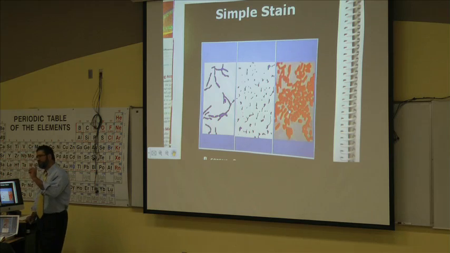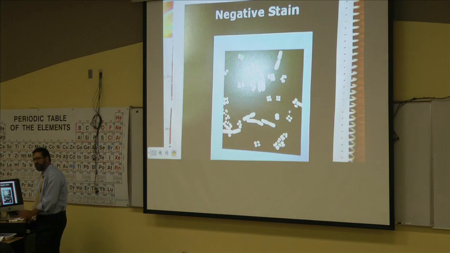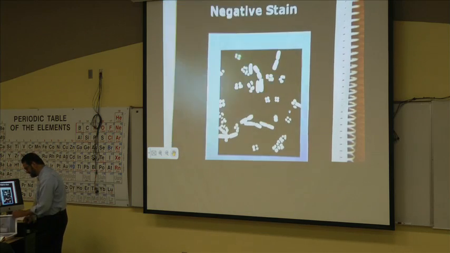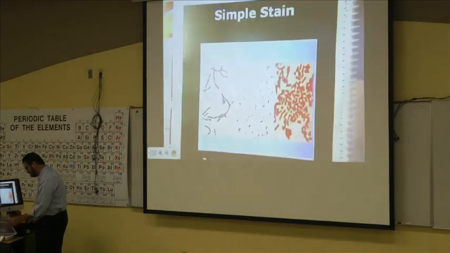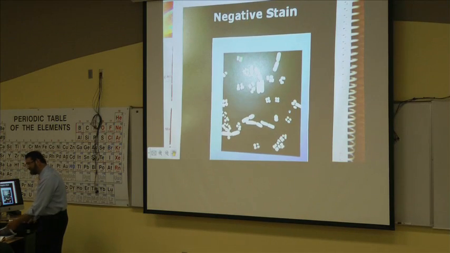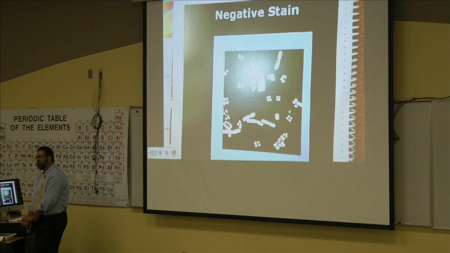What's the difference between simple stain and negative stain? Background. In simple stain, the bacteria is colored, and in negative stain, bacteria remain colorless. What's the similarity between the two? In the staining procedure, what's the similarity? The process is the same. They both use one stain.